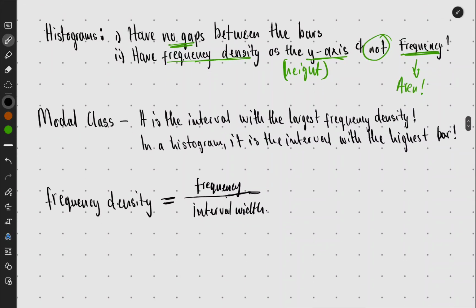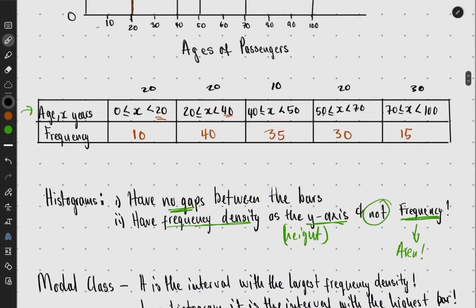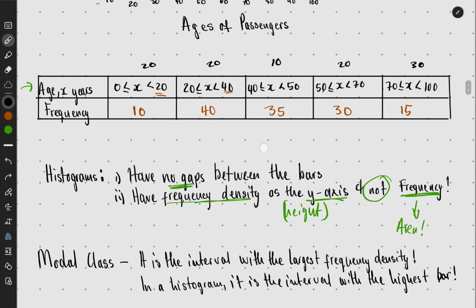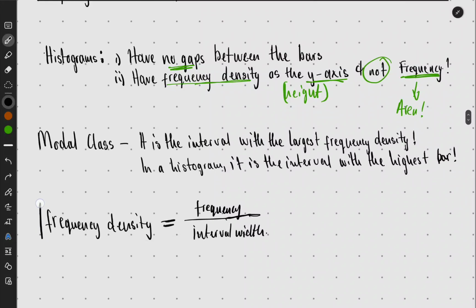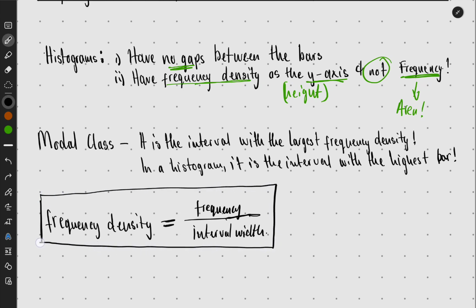And then you say frequency, how much divided by the interval width. So here we would say this 40 divided by the interval width, which is 20, and then you get the frequency density. Oh, how easy it is to get. So if you can put this formula, frequency density, remember it's a density, so it's the how much over the width, the space. The how much is the frequency over the space, the interval width. That's going to be your frequency density.